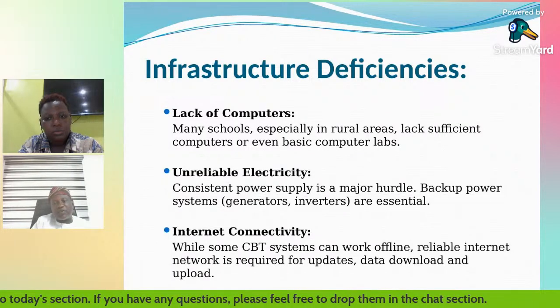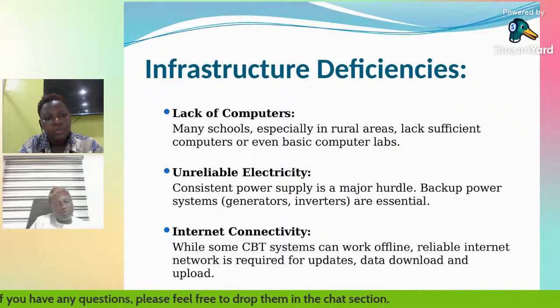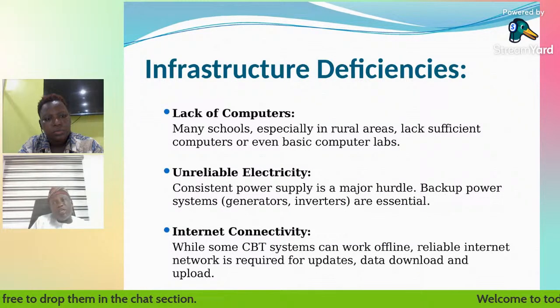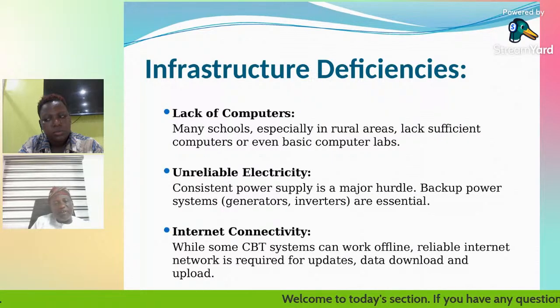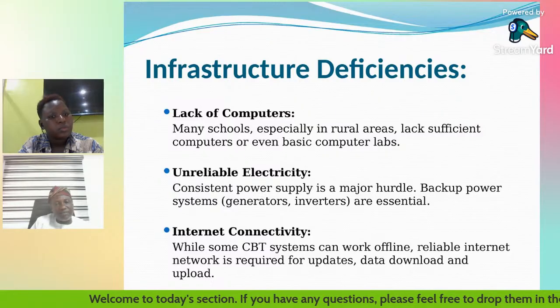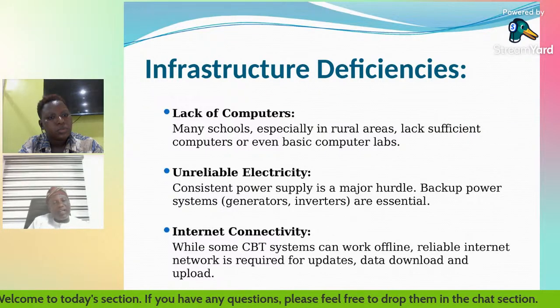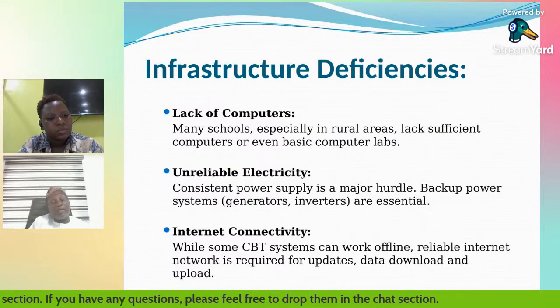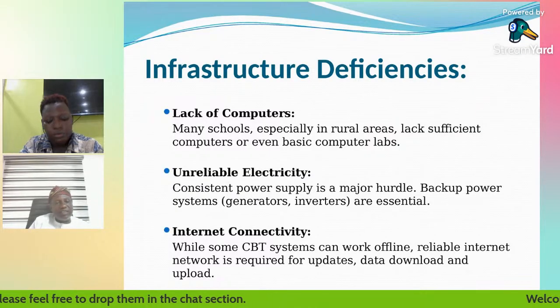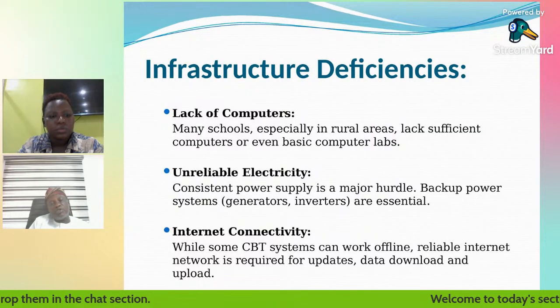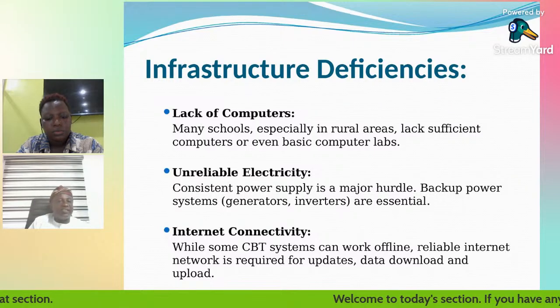We're going to start from infrastructure. There's a gap in the infrastructure that is required. There's a very large gap. Many schools lack computers, not just in the rural areas, even in urban centers. Many schools lack computers that will be required to deliver CB tests.